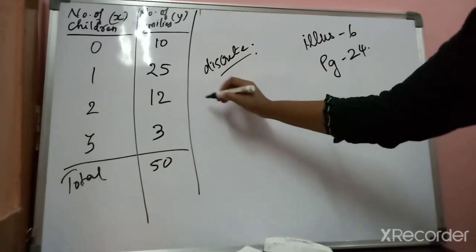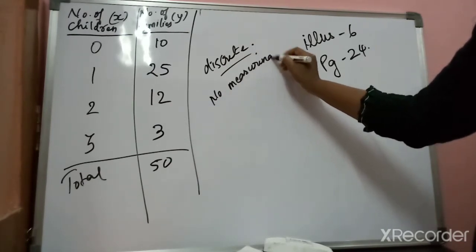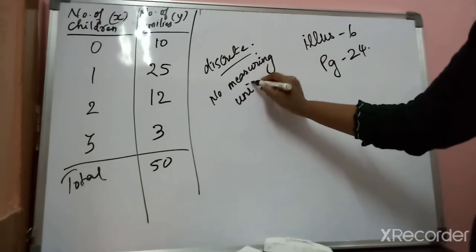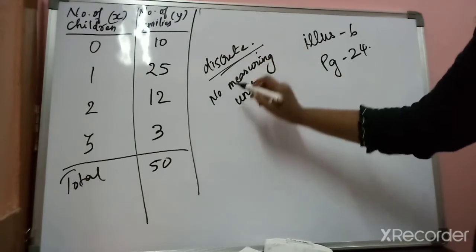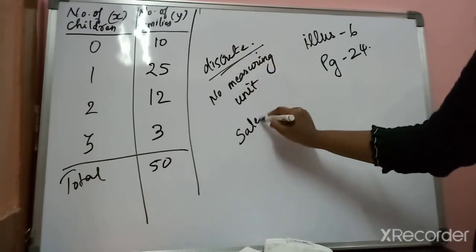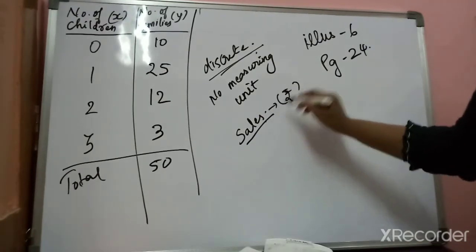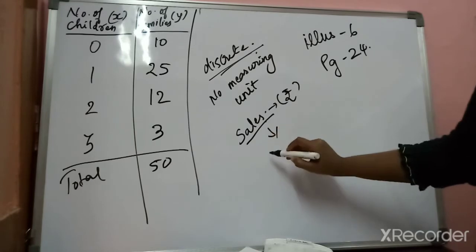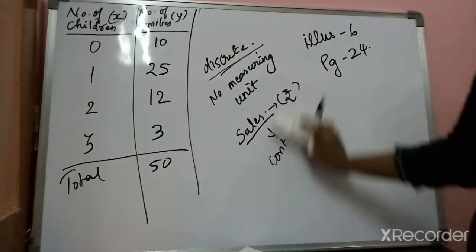So this is an example of a discrete variable, because there is no measuring unit. Again and again I am reminding you, whenever there is no measuring unit, then it is an example of a discrete variable. If there is a measuring unit, say for example, as I said in my earlier lectures also, sales, we are measuring in rupees, so the data given would be a continuous variable. So this should be very clear to you.